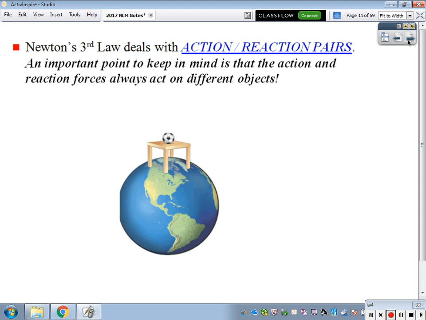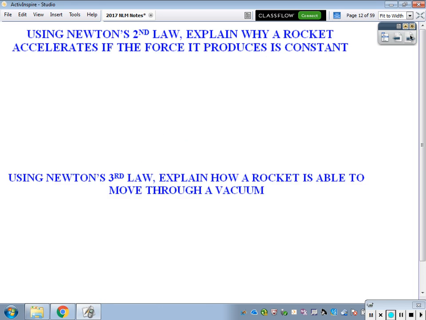All right, one last thing in our notes that's going to kind of springboard us into what is going to be due for next class. Okay? I want to take some thought experiments because these are real life situations that we describe using Newton's laws of motion. Okay? So, using Newton's second law, we need to explain why a rocket accelerates if the force it produces is constant. And I guess we're talking from the moment the rocket is already ignited to the point where it uses up and consumes its fuel. If it applies a constant force on the rocket, why does it accelerate?